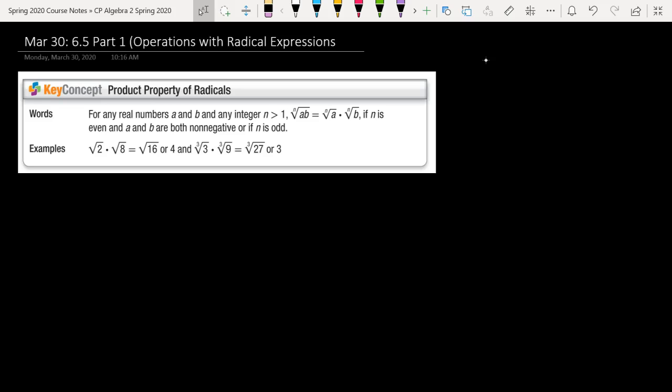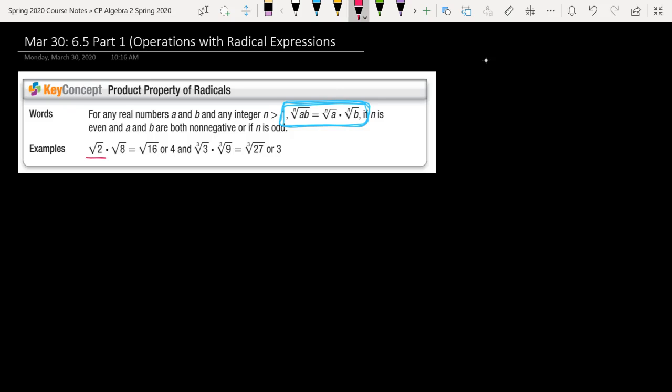This first key concept is exactly what we were doing in the last section. Basically, all it's saying is that if we have a product under a radical sign, we can split that product up into two separate radicals. Likewise, if we have two separate radicals, we can put those two radicals together as a product under a single radical sign. It's all this expression right here means. And the book gives us a couple of simple examples here.